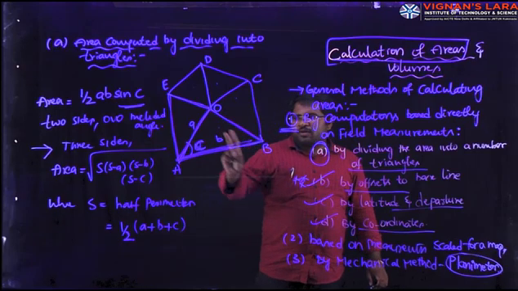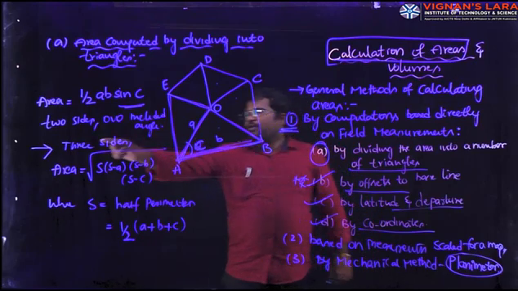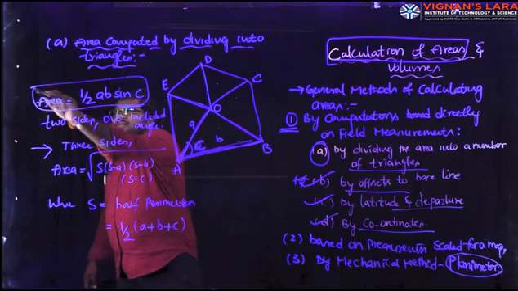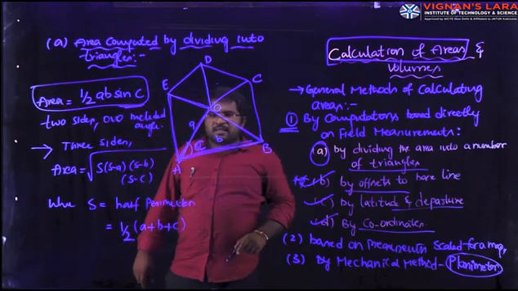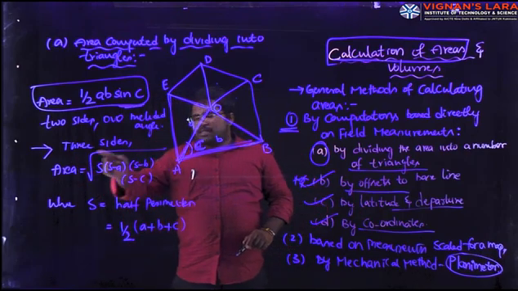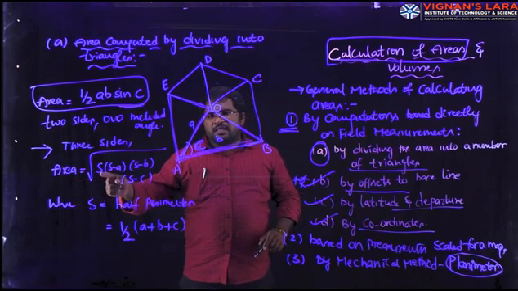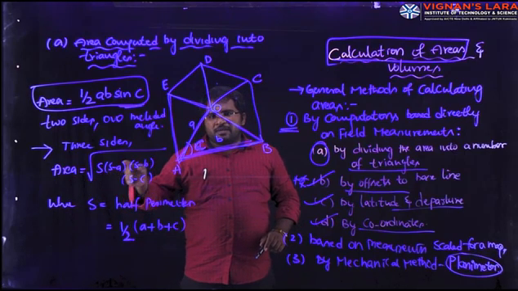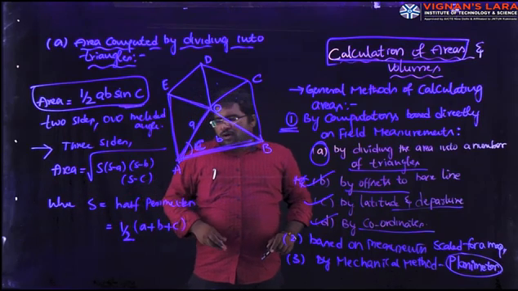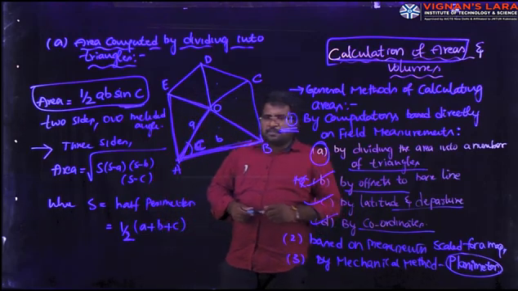If you know only the lengths of two sides and the included angle among them, you calculate the area as half into AB sin C, where C is the included angle. If you know the lengths of three sides, the area A equals root of S into S minus A into S minus B into S minus C, where S is half perimeter, that is half into A plus B plus C.